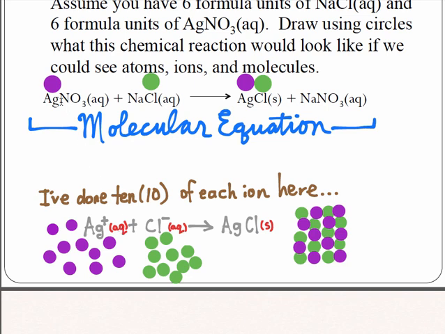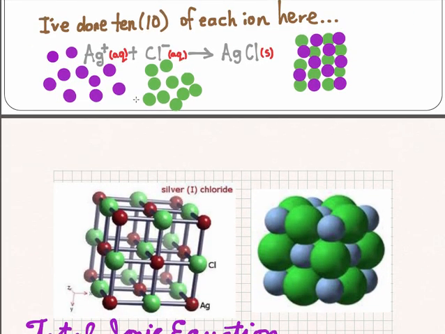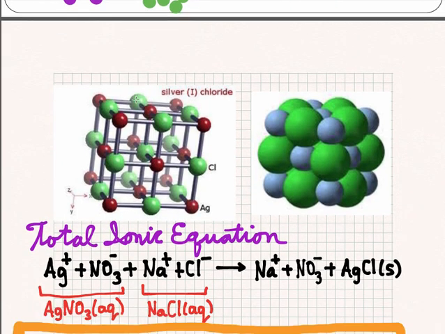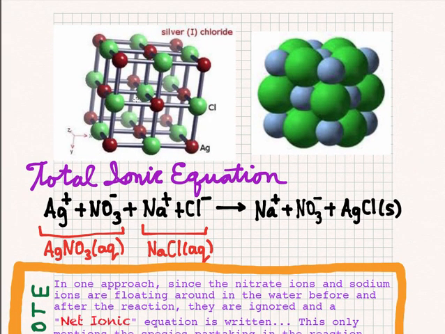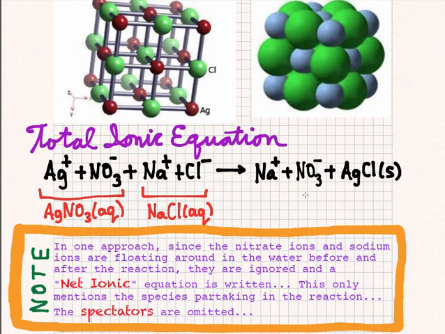I wonder why I didn't mention the nitrate and why I didn't mention the sodium. I wonder why. Oh, I remember why. Because they're called spectators. They don't really do anything. So the total ionic equation, as opposed to the molecular equation, lists all the ions in the water. So we have these ions in one beaker, these ions in another beaker. When they're mixed and mingled, we see the silver chloride solid form, but the sodium and the nitrate still float in the water.